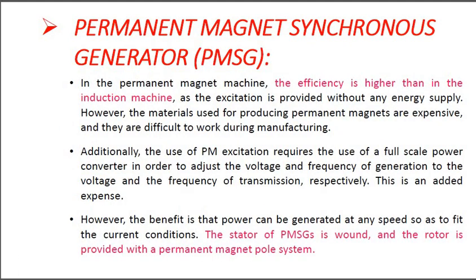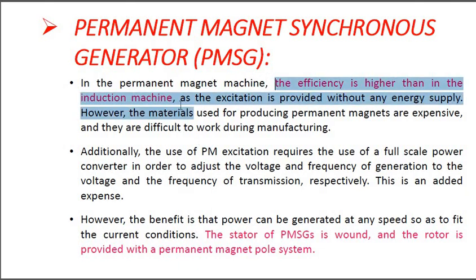Now, the last one, permanent magnet synchronous generator, PMSG. The block diagram is the same as WRSG. In the permanent magnet machine, the efficiency is higher than the induction machine, as the excitation is provided without any energy supply. However, the materials used for producing permanent magnets are expensive and difficult to work with during manufacturing.